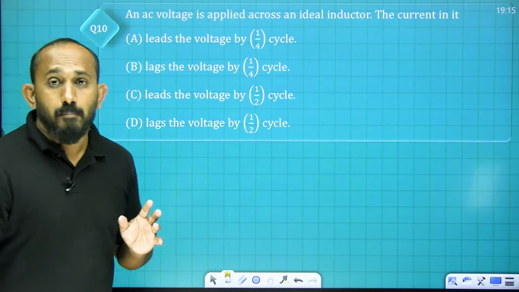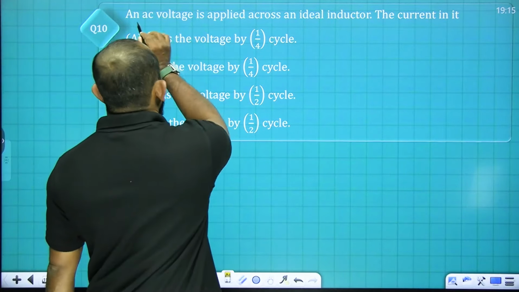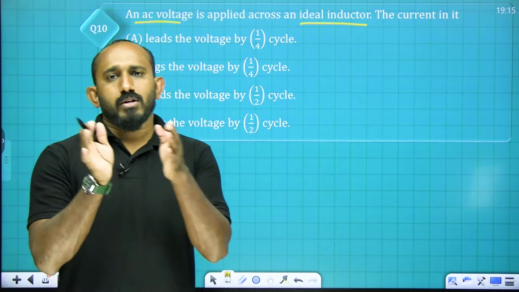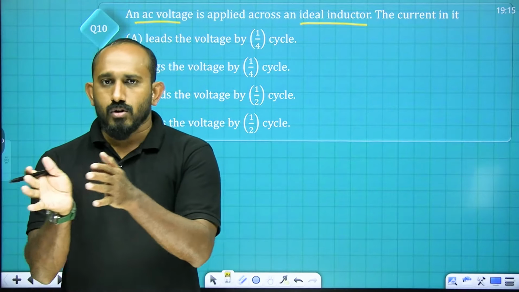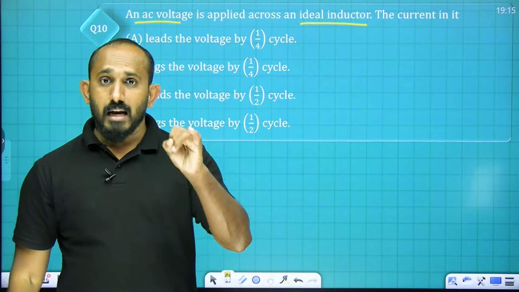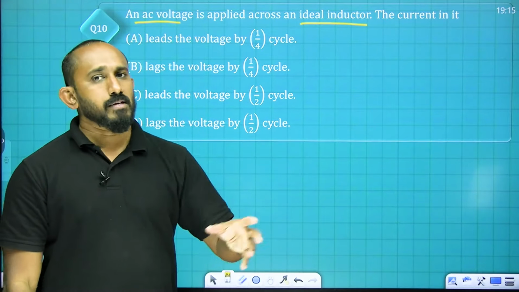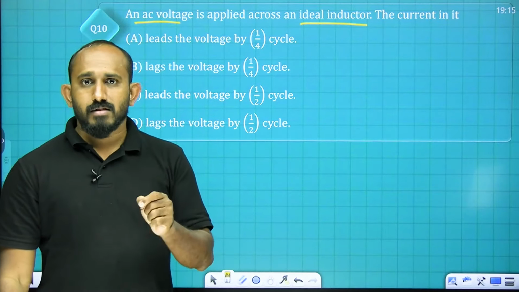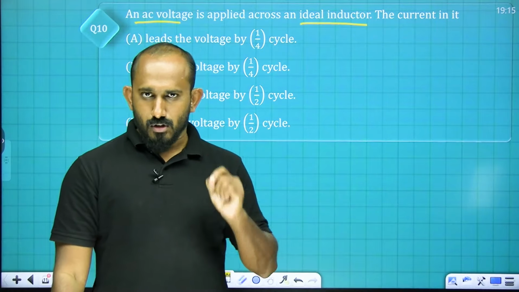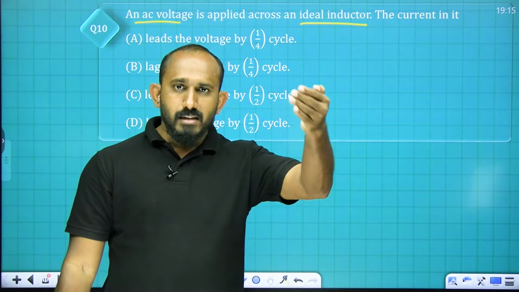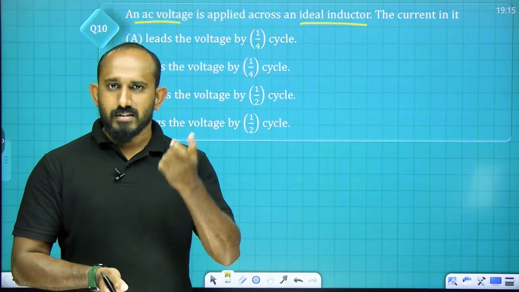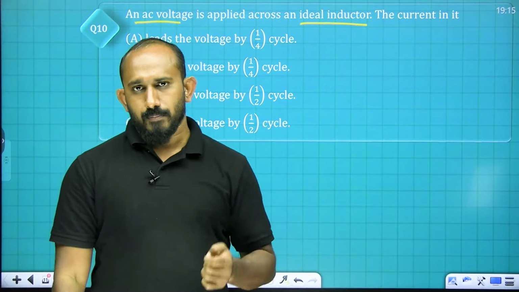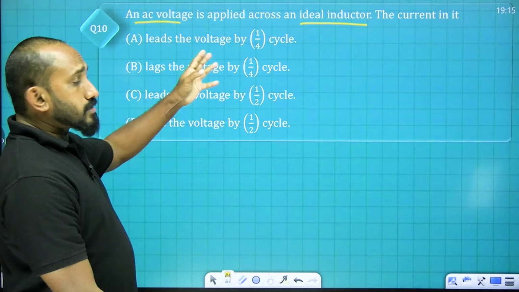An AC voltage is applied across an ideal inductor. The current in it is. So, if you apply an AC voltage across an inductor, or across a capacitor, or across a resistor, L, C, R, these three components are studied differently. In the inductor, current always lags the voltage by a phase difference of pi by 2. In the capacitor, current is leading the voltage by a phase angle of pi by 2. Across a resistor, both are in the same phase, or the phase difference is 0 degree. That idea you have.